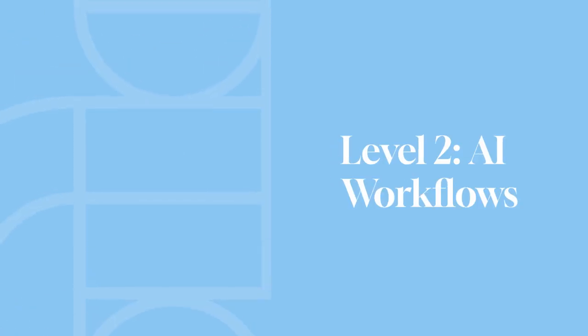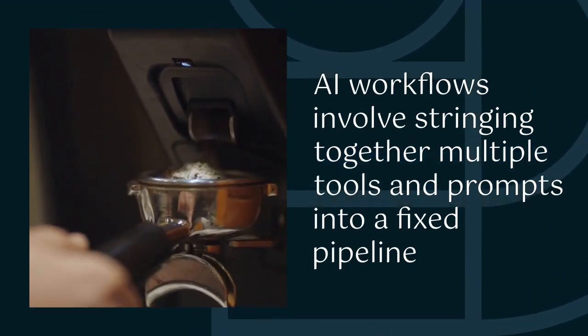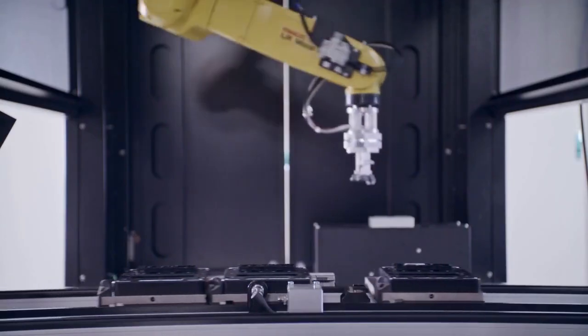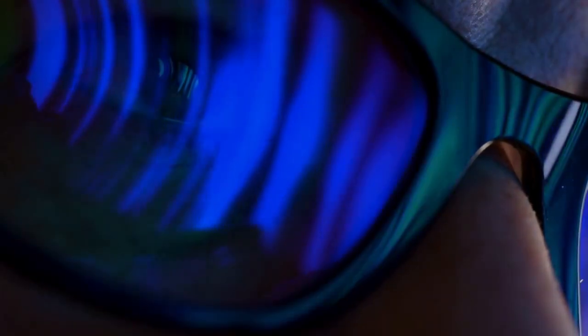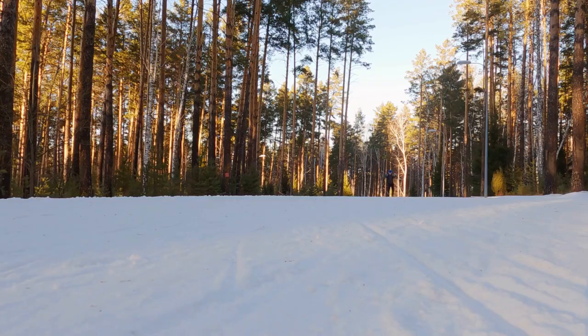Now let us move to level 2, AI workflows. This is where things get interactive. AI workflows involve stringing together multiple tools and prompts into a fixed pipeline. Imagine it like setting your coffee machine on a timer. You define the steps, and the machine just follows them. For instance, every morning at 8 o'clock, you could set up a workflow to grab new article links, summarize them using Claude, draft a social media post, and schedule it.